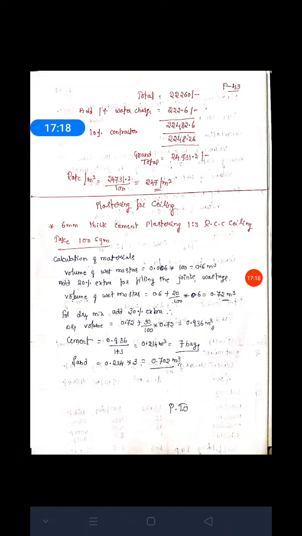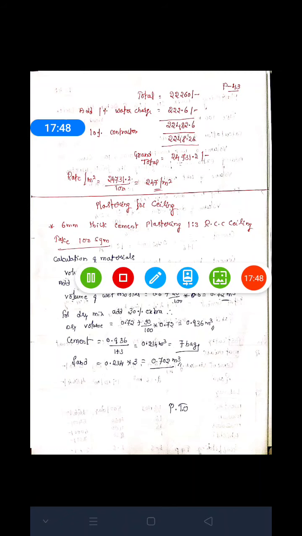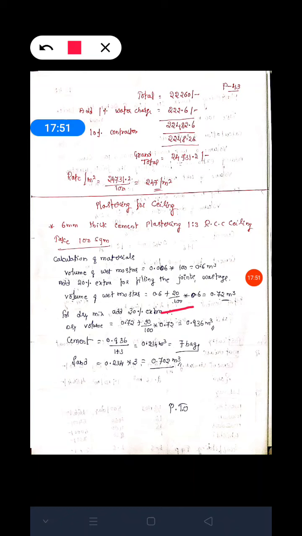Then next we move on to the 6 mm thick cement plastering for the ceiling, and here also we should calculate the materials. First, as I told you, the volume of wet mortar is thickness into area of plastering. Thickness is 0.006 into 100, then we got 0.6 here, and for this we are adding 20% extra for filling the joints and wastage, and after adding it we get 0.72. Then for dry mortar we need to add 30% extra. After adding the 30% extra, 0.72 plus 30 divided by 100 into 0.72, we got the total volume of around 0.936.